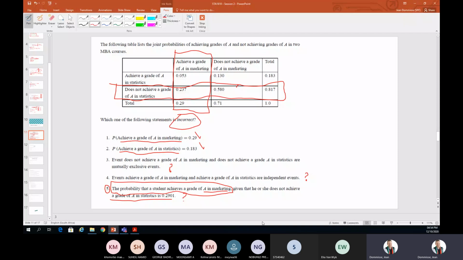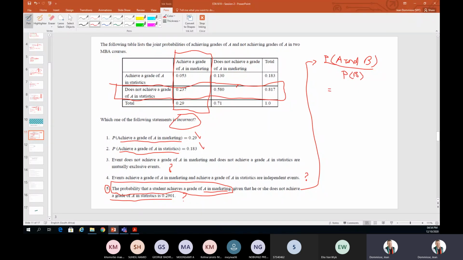Okay, and then out of one of the formulas, there's a formula that says if you have a given, it is the probability of A and B divided by the probability of B. That will give you the answer that you're looking for.